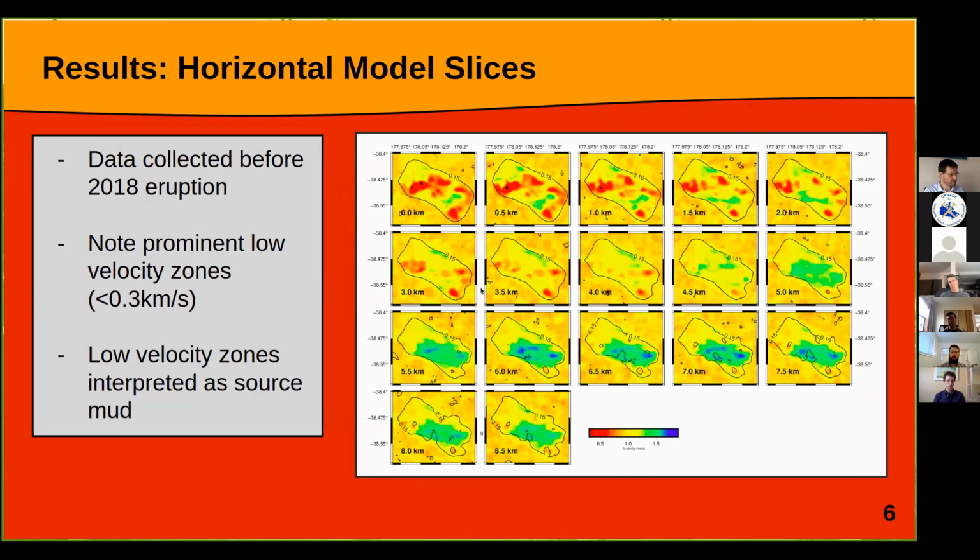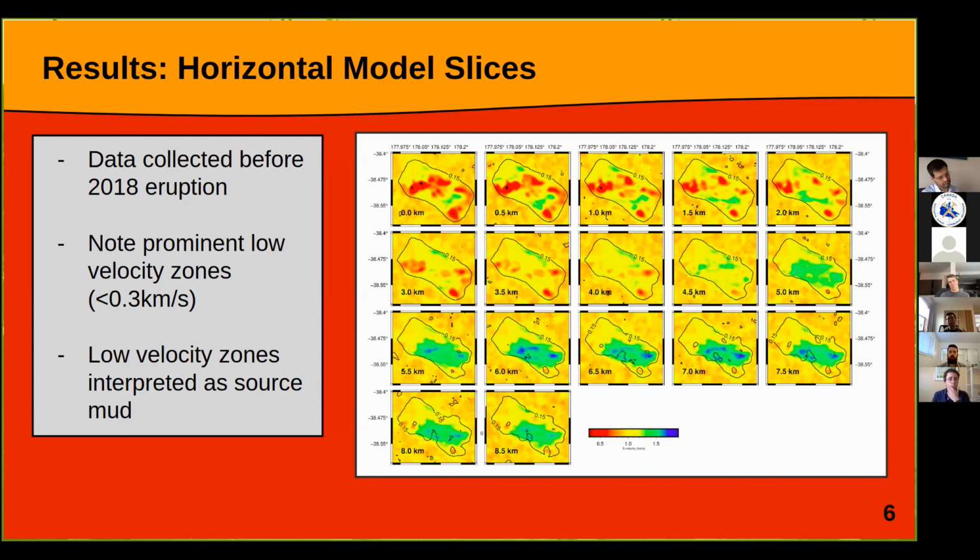So on the right, we have some horizontal model slices of the tomographic model. The color represents the seismic velocity, in particular the shear wave velocity. So the warmer colors represent slow velocities and the cooler colors represent higher velocities. And here the black outline is a measure of the uncertainty. So anything within the black outline is, we're confident in the results.